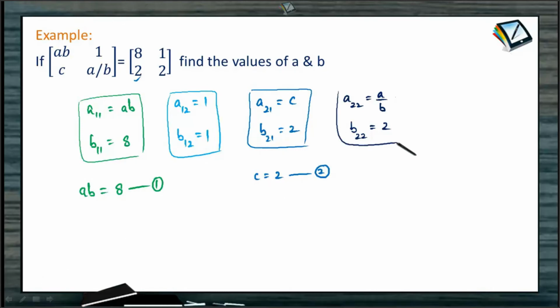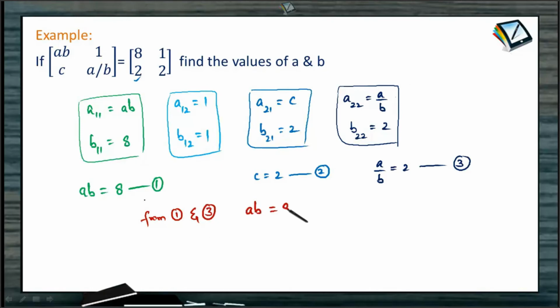And also these two elements A22 and B22 must be the same. That means A by B must be equal to 2. Let us call this equation 3. We need the values of A and B. Now if you look at equations 1 and 3, there are two simultaneous equations in A and B.